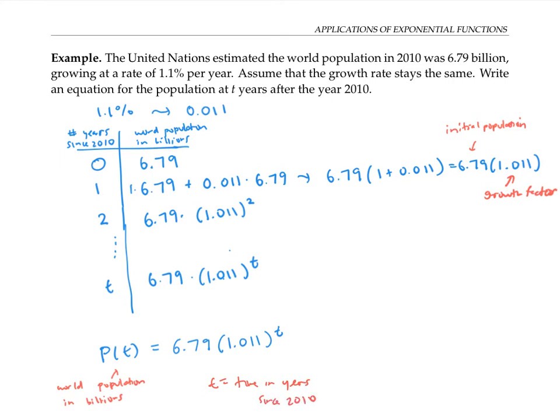Just for fun, I'll plug in t equals 40. That's 40 years since 2010, so that's the year 2050, and I get 6.79 times 1.011 to the 40th power, which works out to 10.5 billion. That's the prediction based on this exponential model.